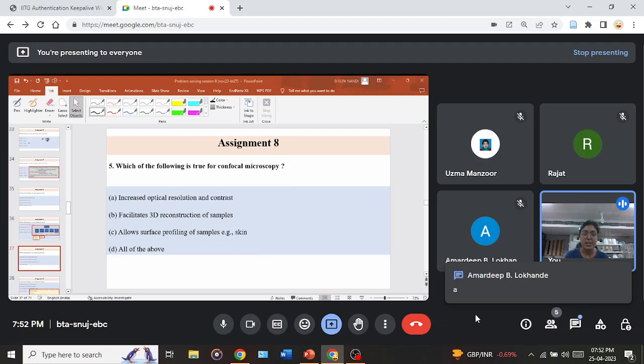Okay, I've got one answer, that is A. Okay, increased optical resolution and contrast. Okay, you can say yes, it is true. If you compare it with other light microscopy techniques, confocal microscopy gives us a better optical resolution and contrast. What else could be true for this particular question?